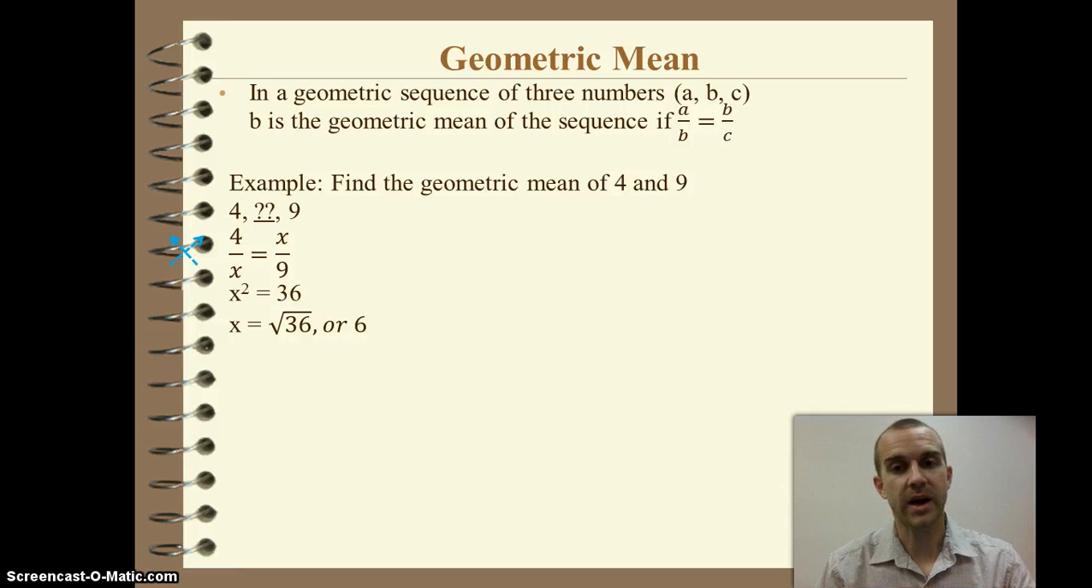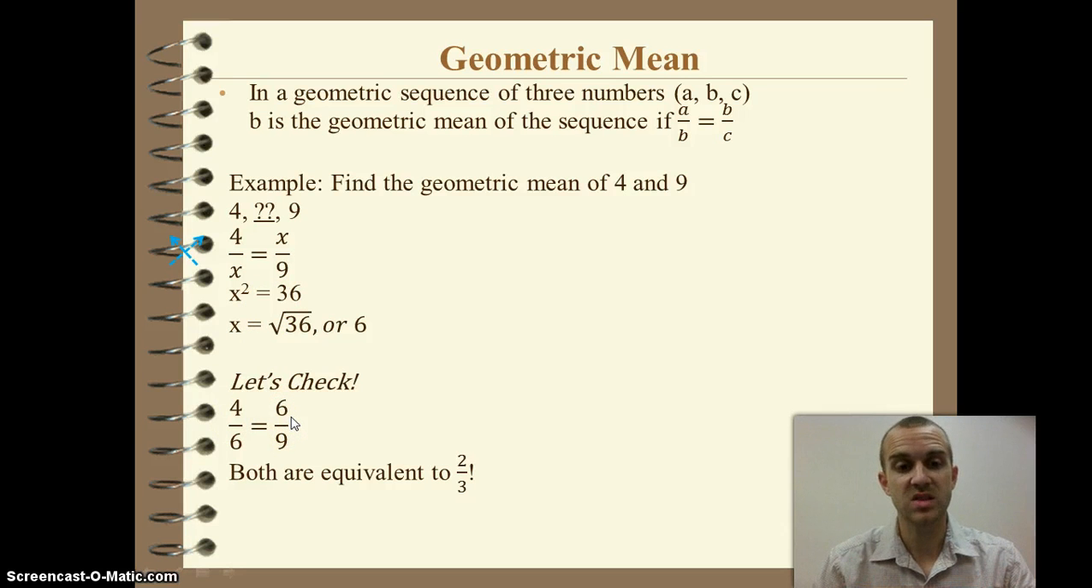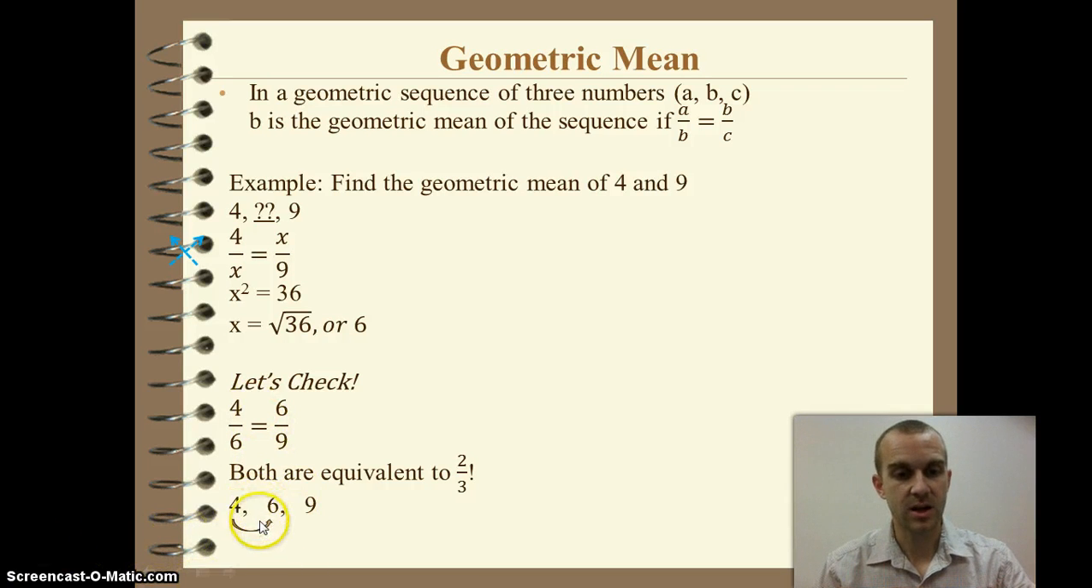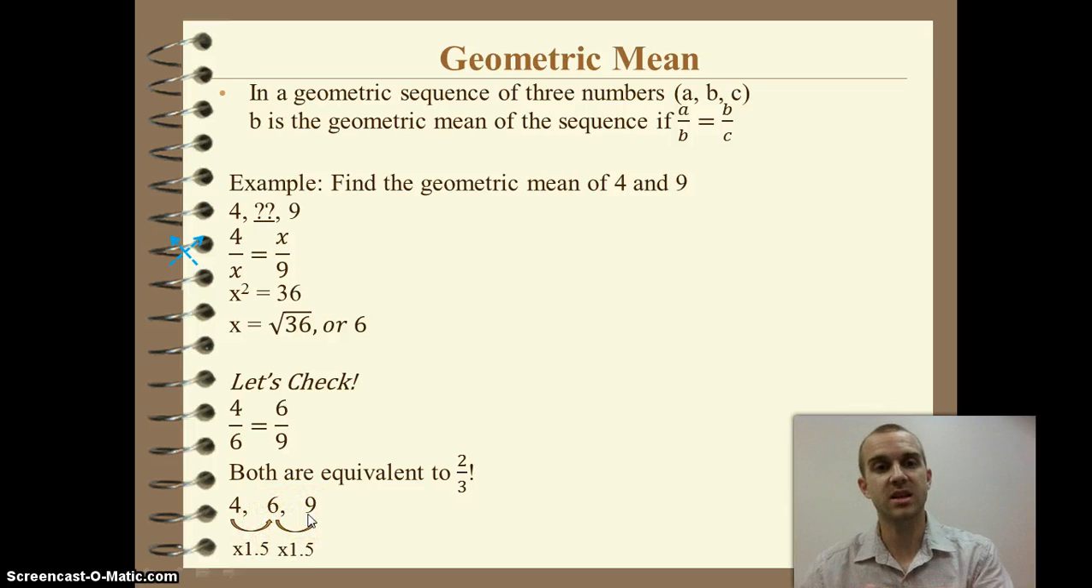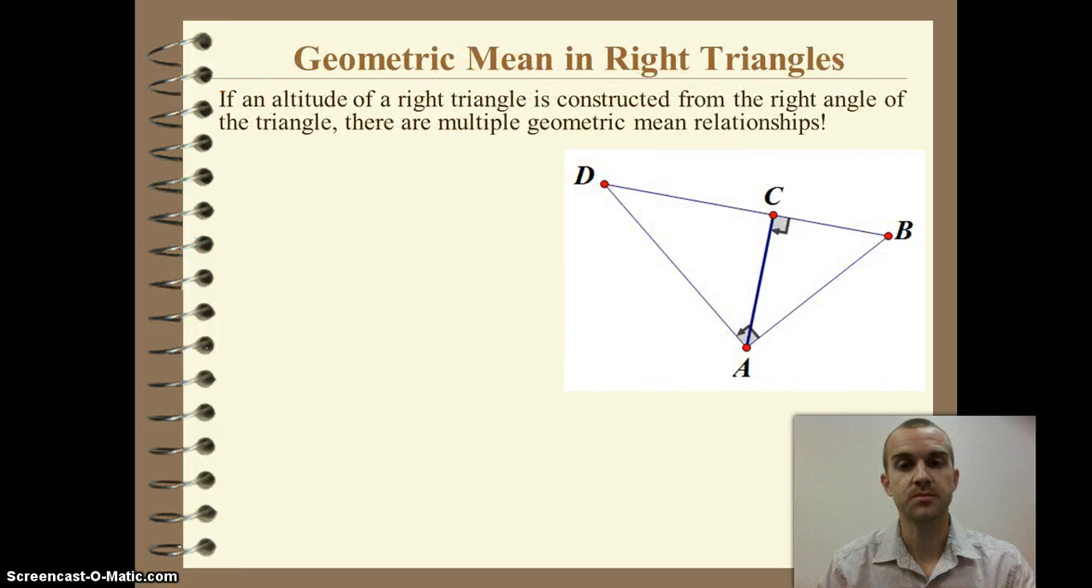Now let's put it back and see what that means. So 4 over 6 equals 6 over 9, which is 2/3. So they are equivalent fractions. But also, if we think about it in the idea of the geometric sequence, 4 times 1 1/2 gives me 6, and 6 times 1 1/2 gives me 9. So I'm using that same scale each time to get to the next term. So I am following the geometric sequence.